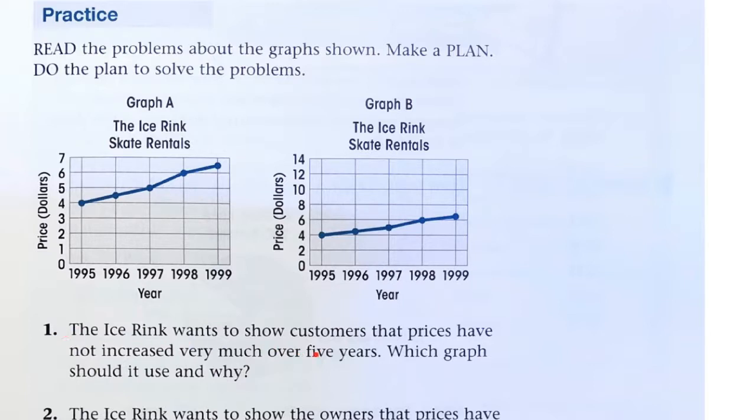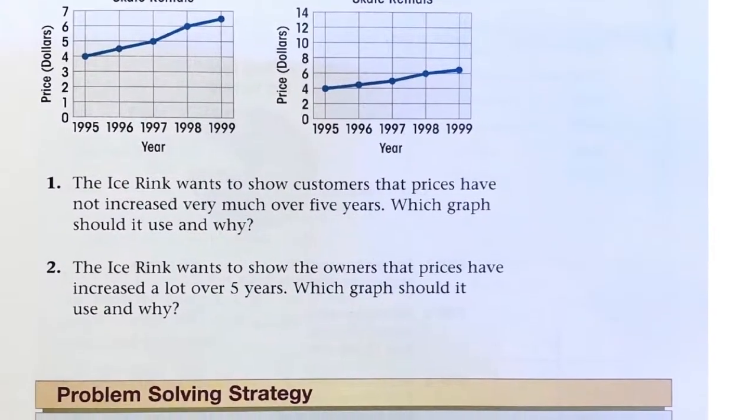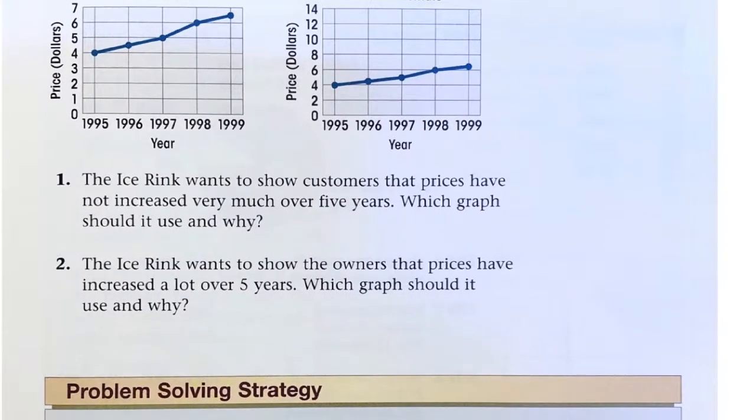Number 1, the ice rink wants to show customers that prices have not increased very much over the 5 years. So which graph should it use? Which one shows us the price hasn't changed that much? So let's see, how can we show this? How about the yellow highlighter? So this line stays mostly between these two intervals, only moving up there in the very last year for 1999 behind that one interval line.